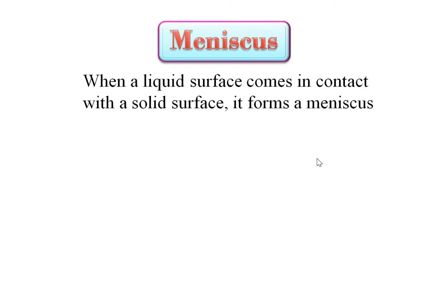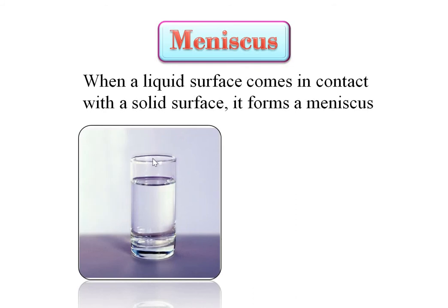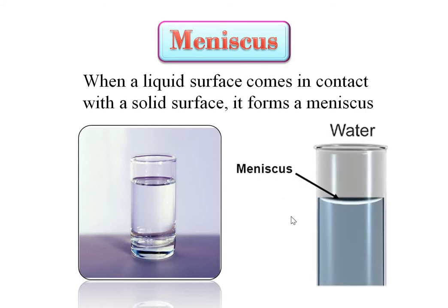Let's see the new point. The new point is a very interesting point. It is the meniscus. Let's see what is meant by meniscus. When a liquid surface comes in contact with a solid surface, it forms a meniscus. Let's see this figure. This is the solid surface, that means the container glass, and it contains some liquid, that means water. So the liquid surface in contact with the solid surface is called a meniscus. So the meniscus looks like this. This one is the meniscus.